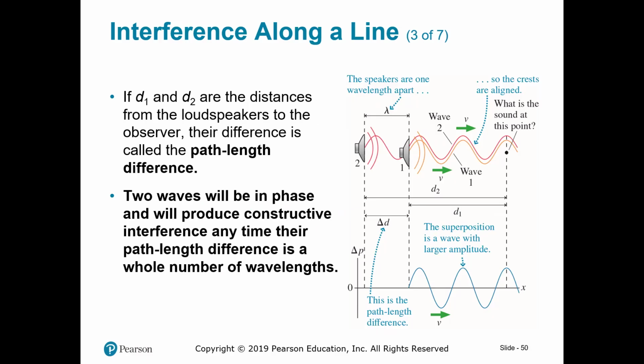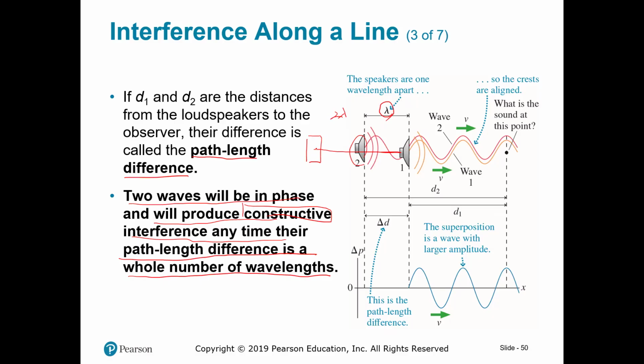So the most important thing in this concept is the path length differences, right? So two waves will be in phase and will produce a constructive interference anytime their path length difference is a whole number of wavelengths. So for example, instead of a one lambda difference, let's assume speaker 2 is located here and the distance between these two speakers is 2 lambda. And you still will have a constructive wave.